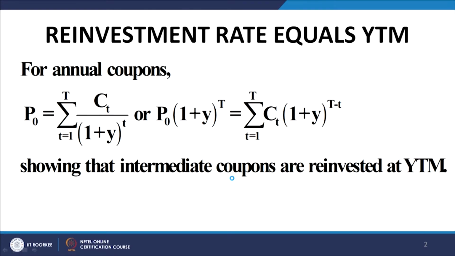Firstly, as you can see on the slide, the reinvestment rate is clearly equal to the YTM. This is evident from the right hand side equation, and in the left hand side equation the summation extends from 1 to capital T, which is the maturity of the instrument. In other words, we are discounting all the cash flows from the instrument up to the date of maturity of the instrument, including of course the redemption value.